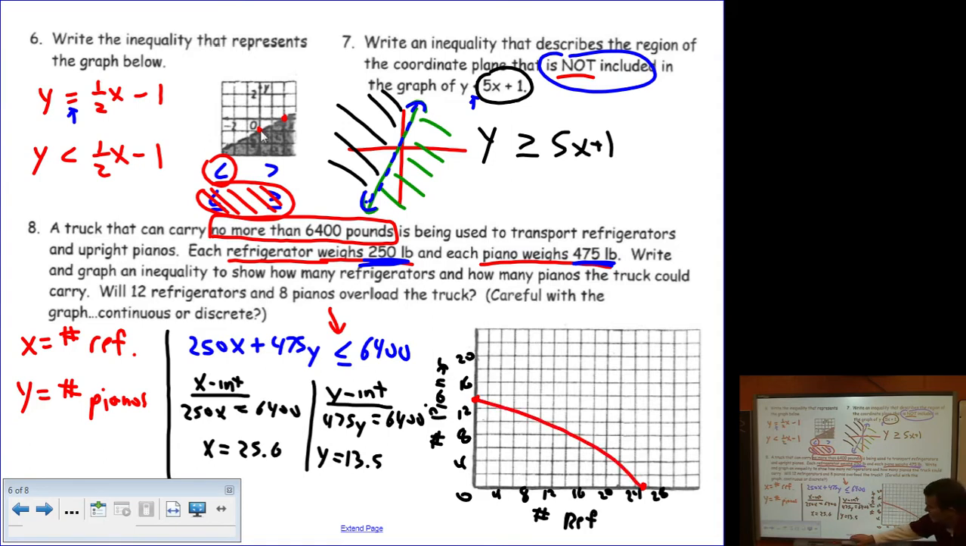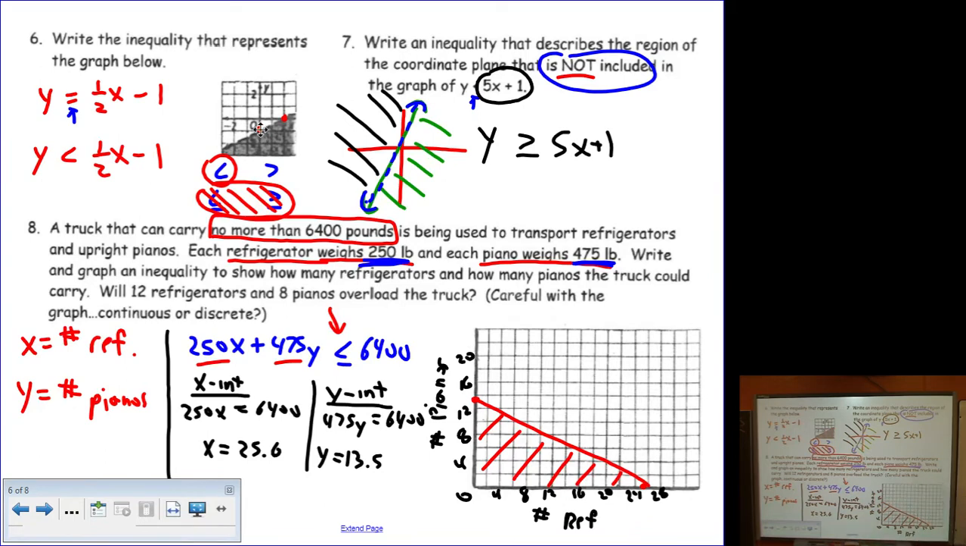Oops, that was terrible. I've got to do it one more time. Oops, 25.6, 24, 25.6, right about there. Good enough. Okay, and then 0, 0 is a point I'm going to check, and 0, 0 is a solution because 0 plus 0 is less than 6,400, so I'd be shading this side of the line.